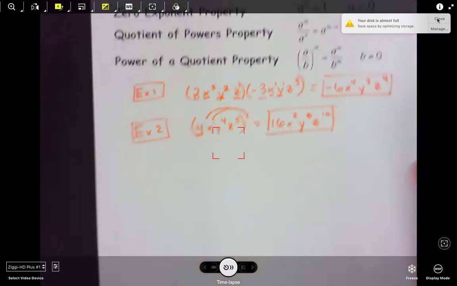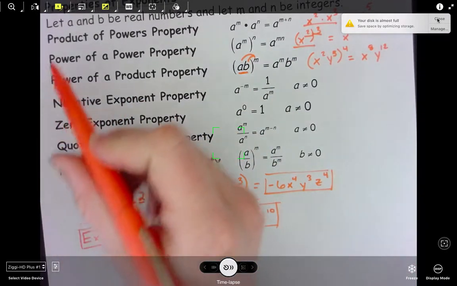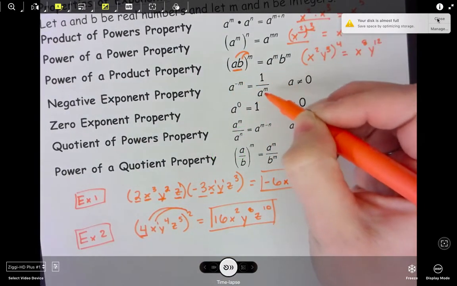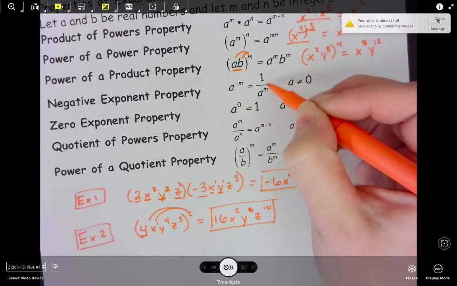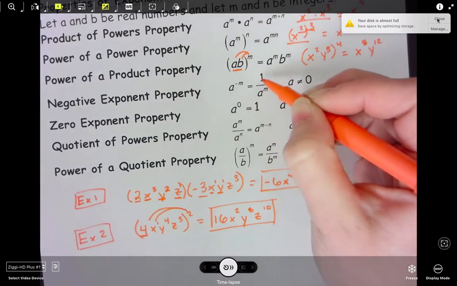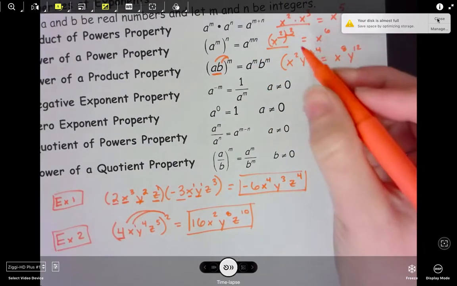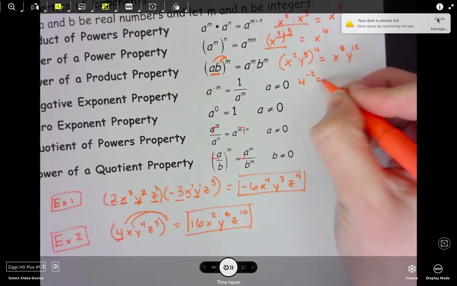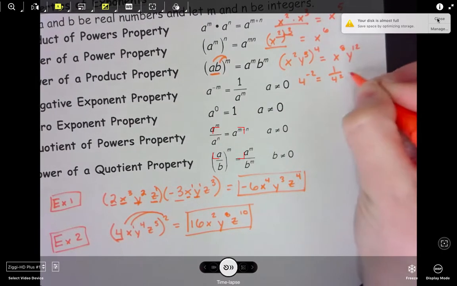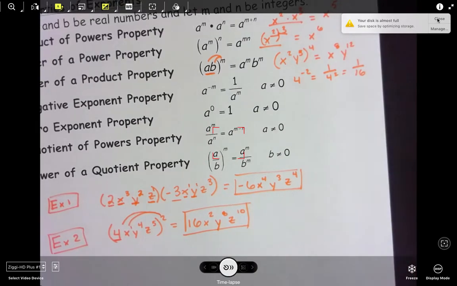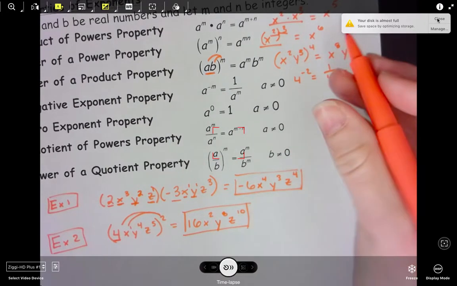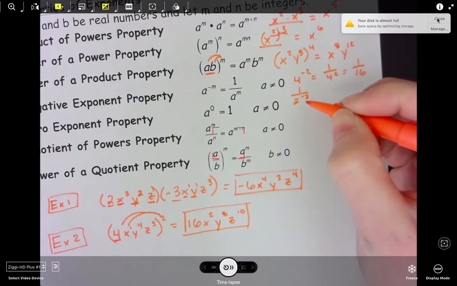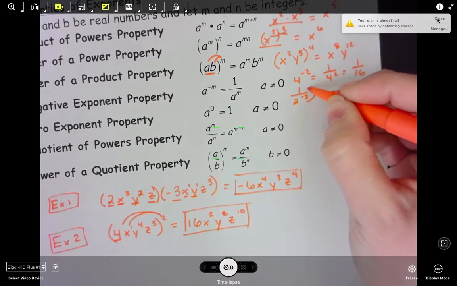Okay? The negative exponent is the fourth one down. If you ever have a negative exponent, you can move it to the denominator, but also if you have a negative exponent in the denominator, you can move it back up to the top. So an example of this would be if I have 4 to the negative second power. That's the same thing as writing 1 over 4 squared, which is actually 1 over 16 if you square the 4. But in addition to that, if I have 1 over 2 to the negative third power, where the negative is in the bottom, I can move it back up to the top.